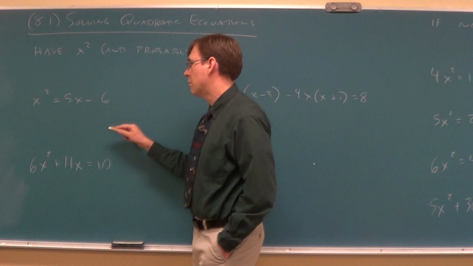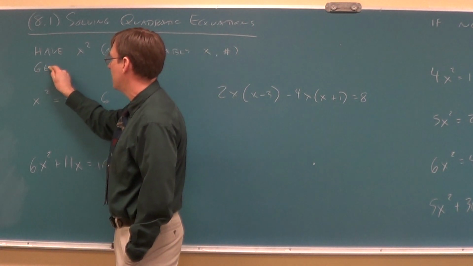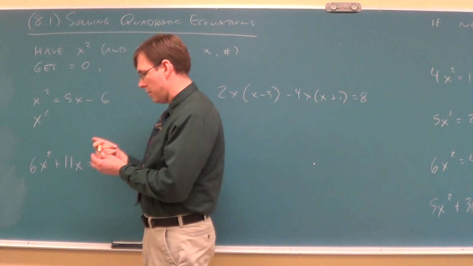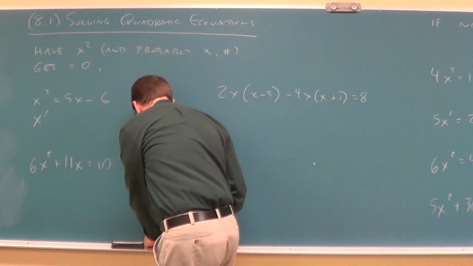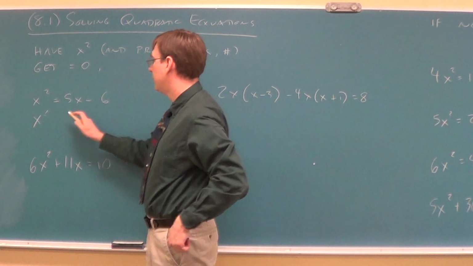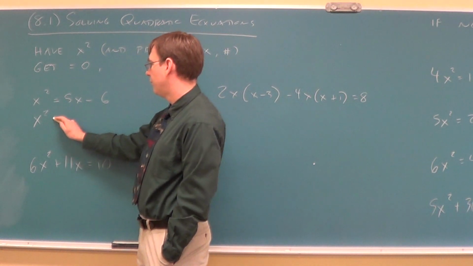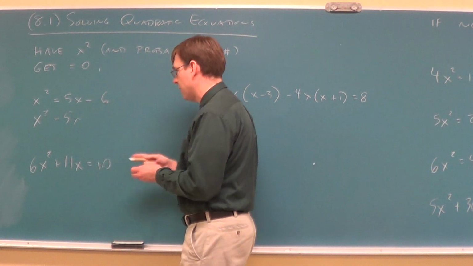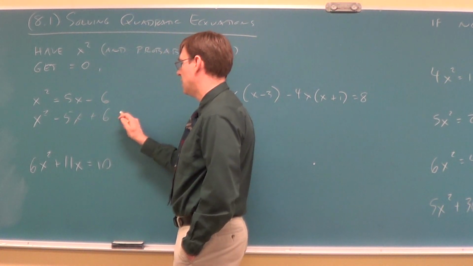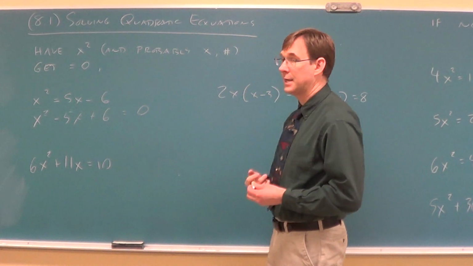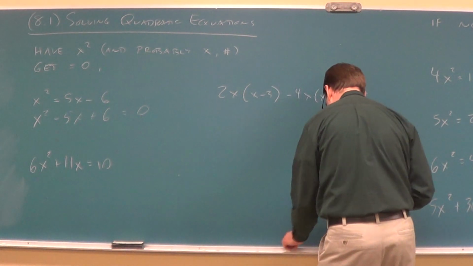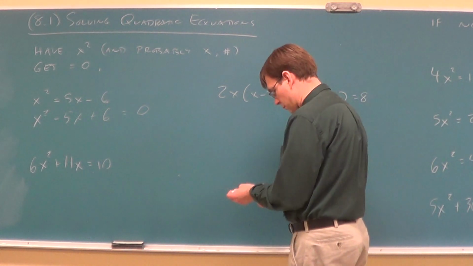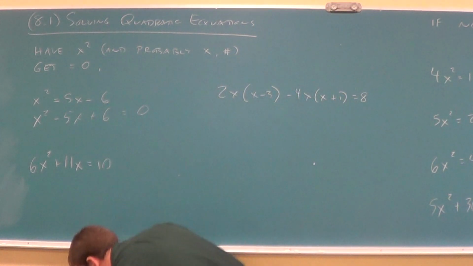Make it equal 0. So your general operation here is get it equal to 0. So we'd have an x squared. When the 5x crosses over, it would be minus 5x. When the 6 crosses over, a plus 6. Our first move is generally get that equal to 0. Then what are we trying to do? Factor.